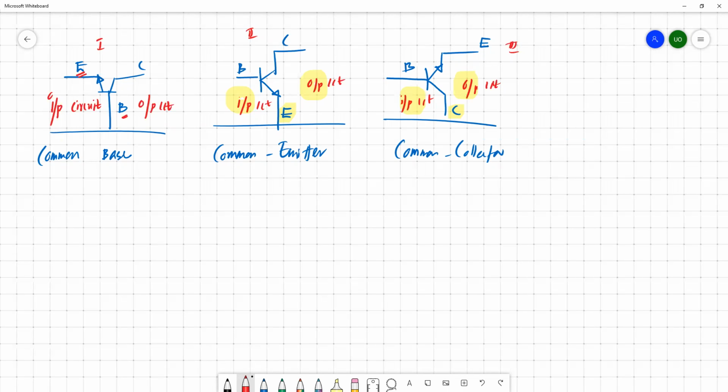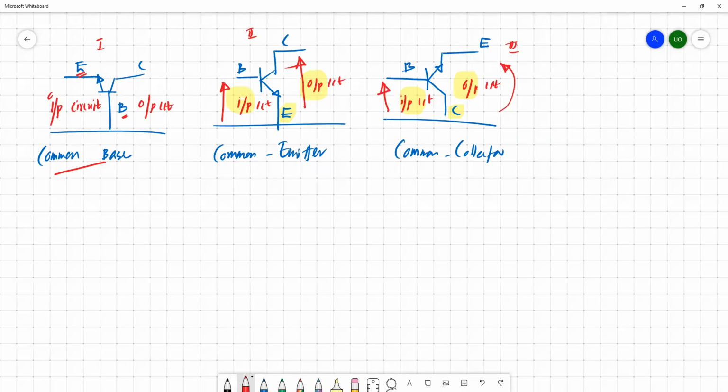For the common emitter configuration, your input circuit is basically the base emitter junction, and your output circuit is the collector emitter junction. Similarly, for the common collector configuration, the base collector junction is your input circuit and the collector emitter junction is your output circuit. So by looking at these three different configurations, we can easily find that one of the terminals is common for both the input circuit and the output circuit. For the first case, it's the base, so we define this as a common base configuration.